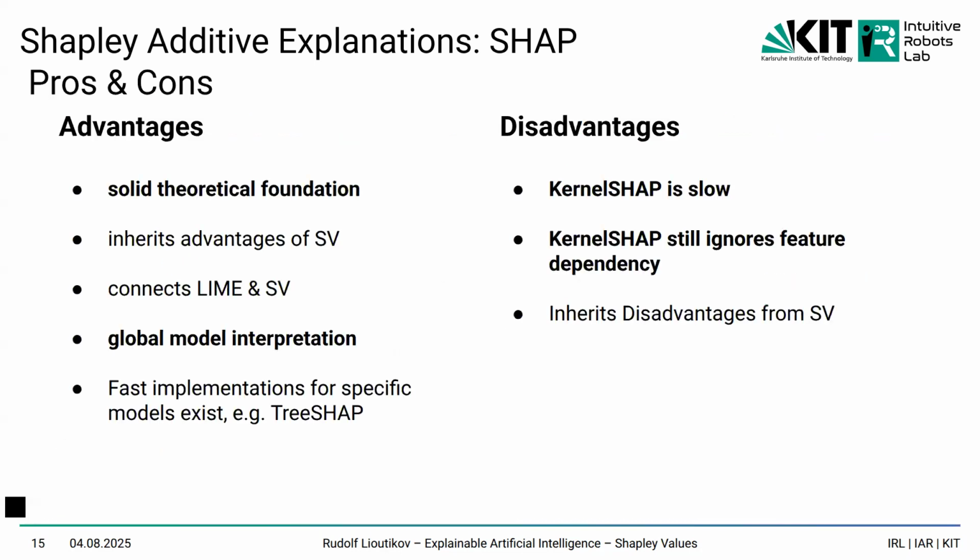Okay, so to wrap up, the advantages and disadvantages of Shap. It has a solid theoretical foundation from Shapley values, inheriting all the advantages from Shapley values. It connects Lime and Shapley values together. It still allows for global model interpretation, and it's a very fast implementation for particular data sets. For instance, if you have tree representations, you can make very efficient implementations. The disadvantages are that kernel Shap is fairly slow if you don't have these particular data structures, and it still ignores feature dependencies. It also inherits all disadvantages from Shapley values in general.